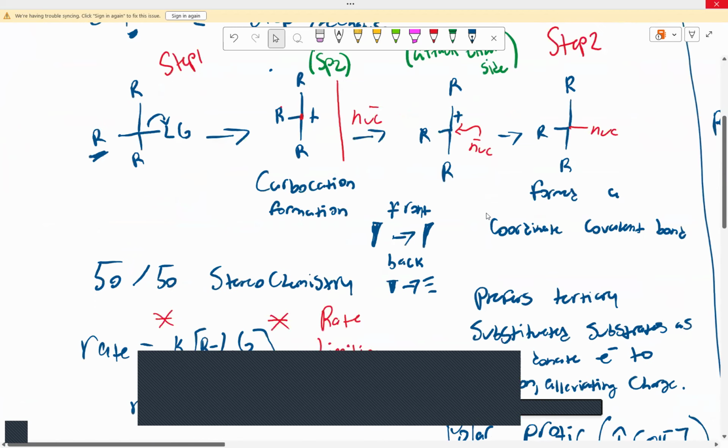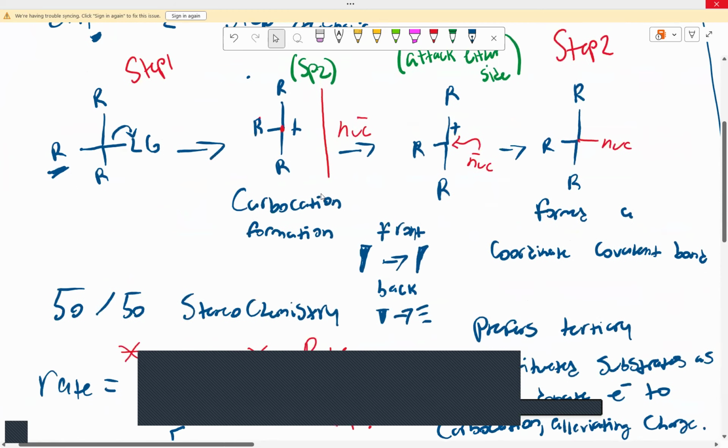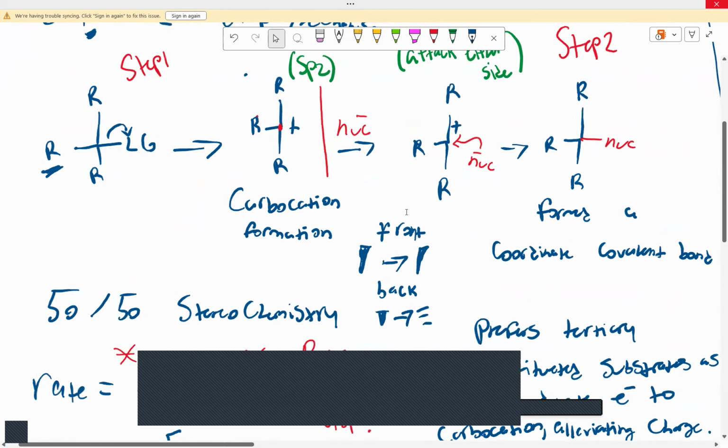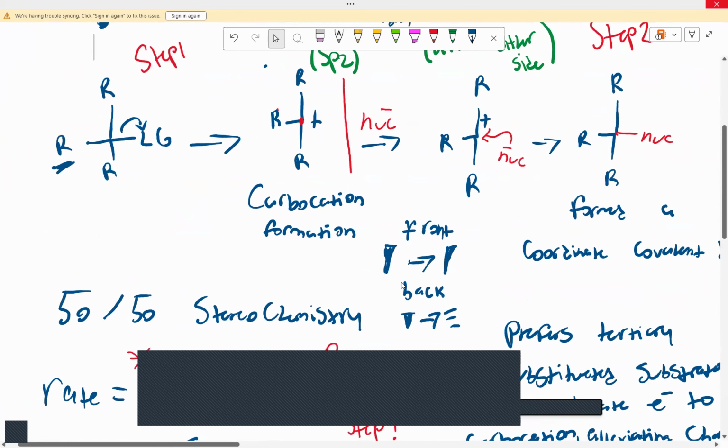Okay, so why am I saying that the sp2 hybridization of that carbocation is important? Because it's 50-50 stereochemistry. Woohoo! So what do I mean by that and why? Basically, because it's sp2 hybridized, it can attack from the front, which I have here, or the back.